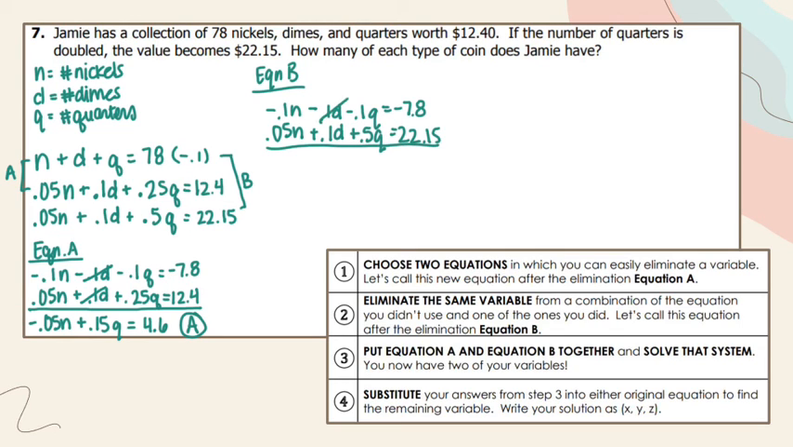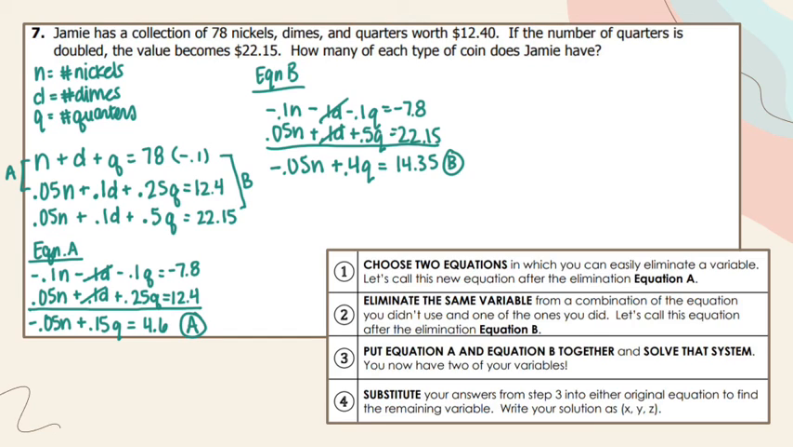We're going to add these together. We know the d's will cancel. Negative 0.1 plus 0.05 is negative 0.05n. And then we're going to get plus 0.4q equals 14.35. And that is equation B.